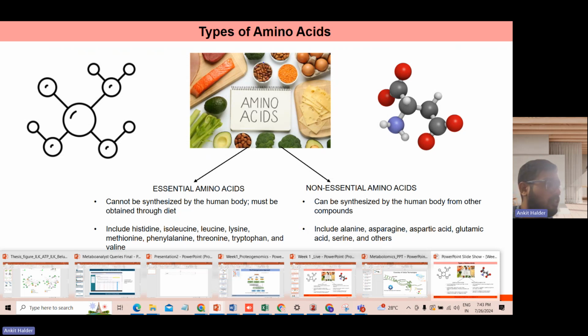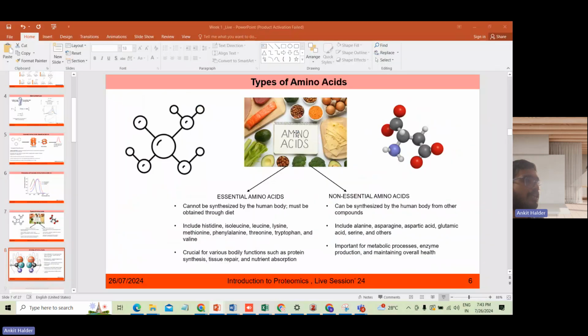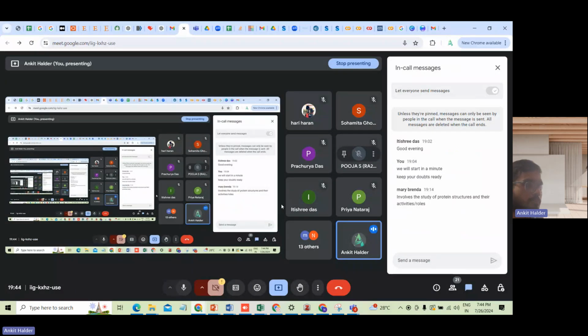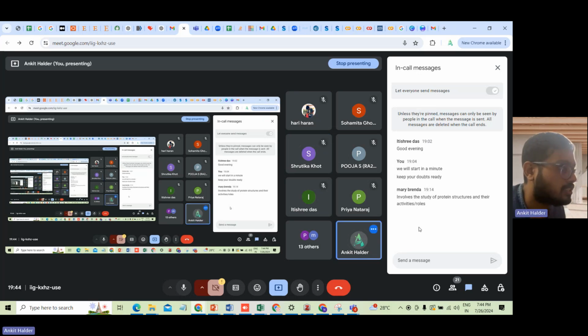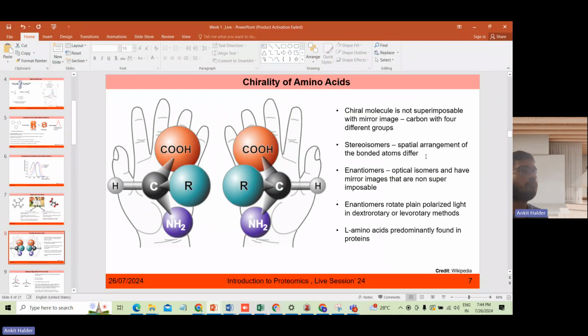So now, sorry, another concept: chirality of amino acids. Before going ahead, what do you mean by chiral? Chiral carbon. Have you heard about the term chiral? You must have. When different groups are attached. Krutika, is it what you said? So not just different groups, it should be four different groups.